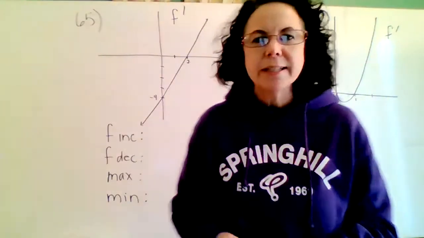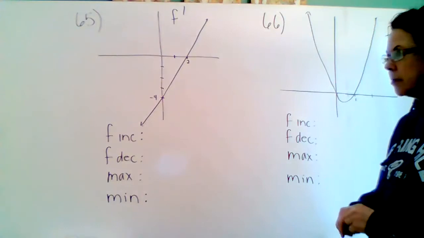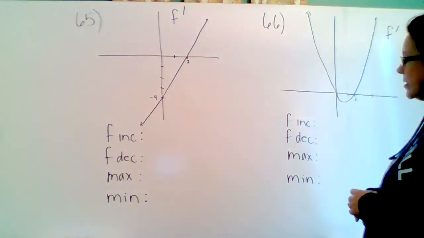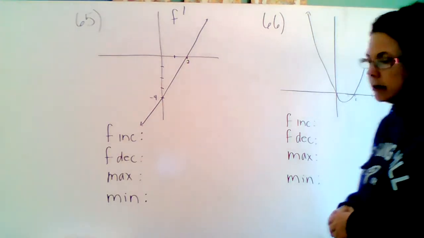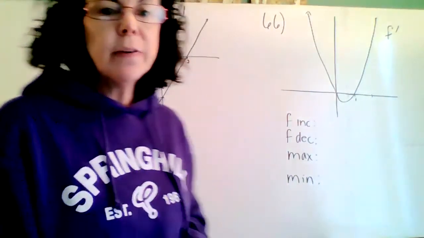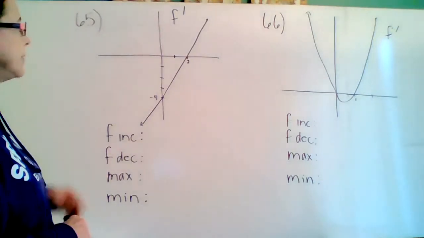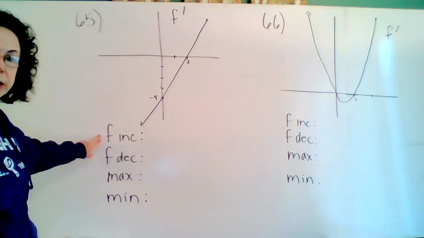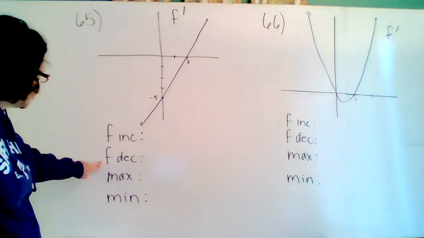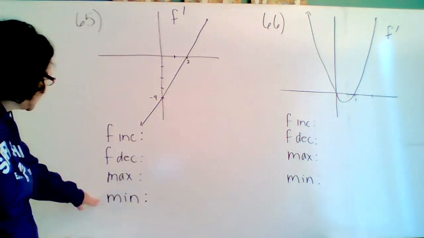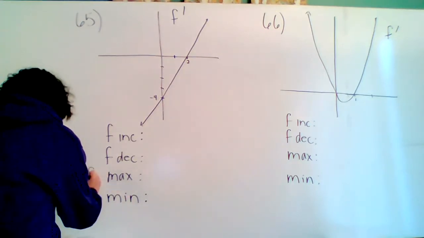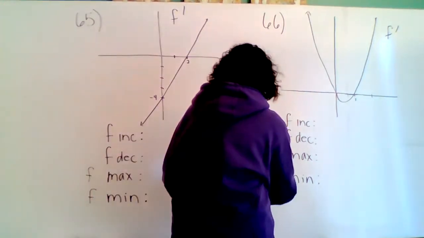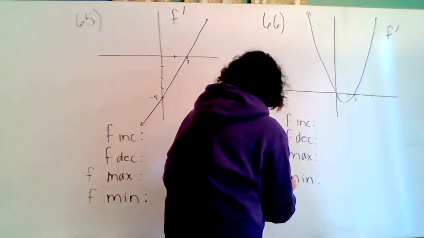Hi, AP Calculus students. This is the last two problems from our 3.3 BC workout video, number 65 and 66. They are asking the same question. They give you a derivative graph on 65 and 66, and they're asking where is the actual function increasing, where is the function decreasing, where is its max, and where is its min. I might even put that F right here, just so you know.